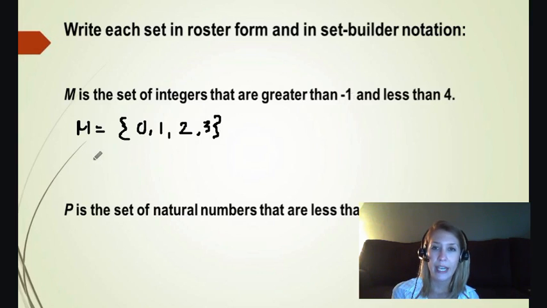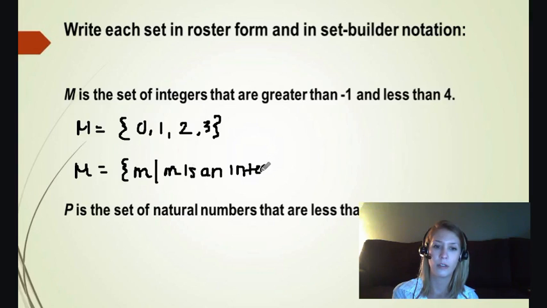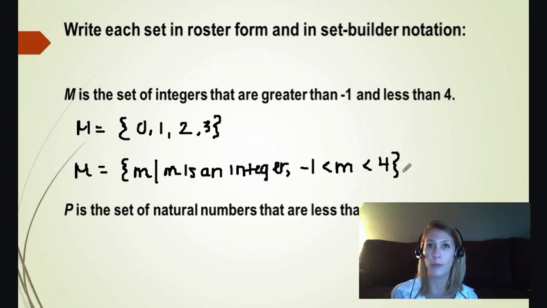How we would write this in set builder notation: in our bracket we would have M, and our relationship would be M is an integer, where -1 is less than M, and M is less than 4. End bracket. So that would be our relationship using an inequality sentence.